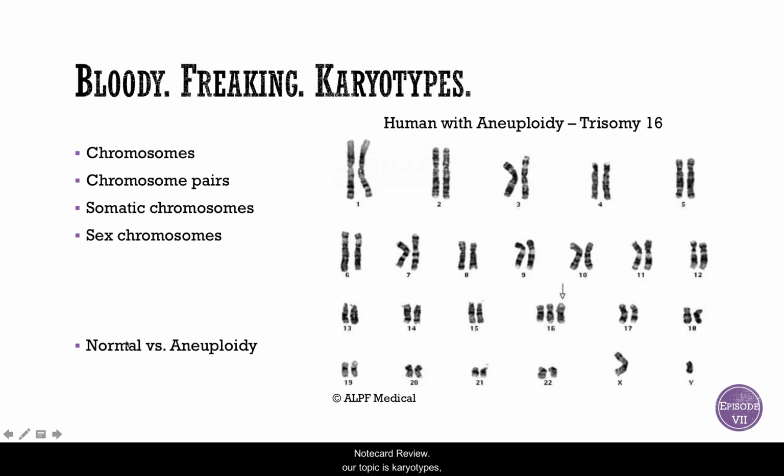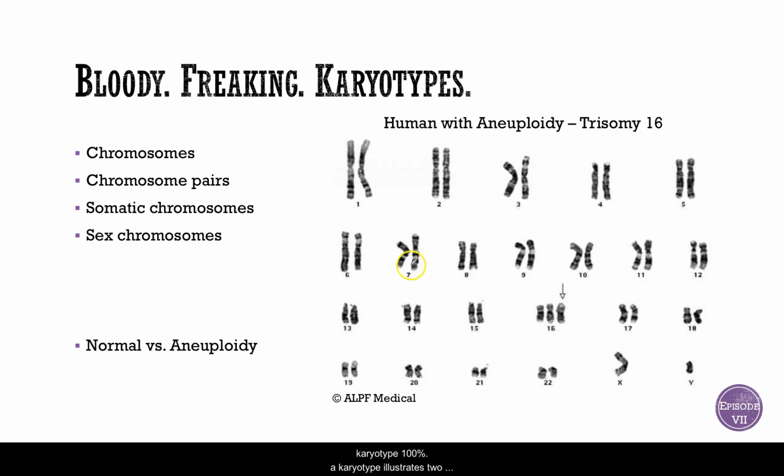Our topic is karyotypes, which is connected to the issues of chromosomes, chromosome pairs, and then the two types of chromosomes, somatic and sex chromosomes. This illustration is of a karyotype for a human. However, it is not exactly a normal karyotype 100%.